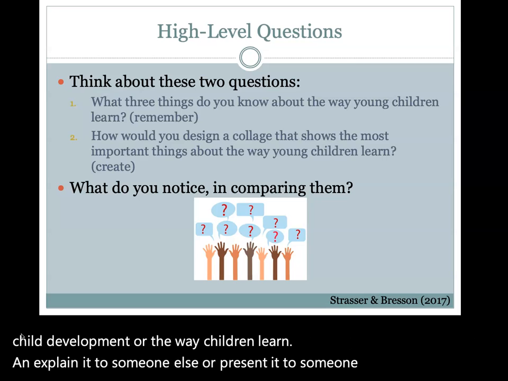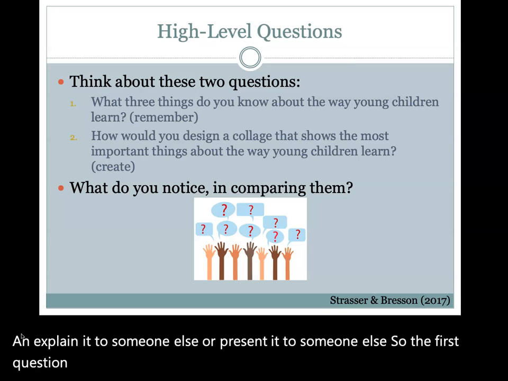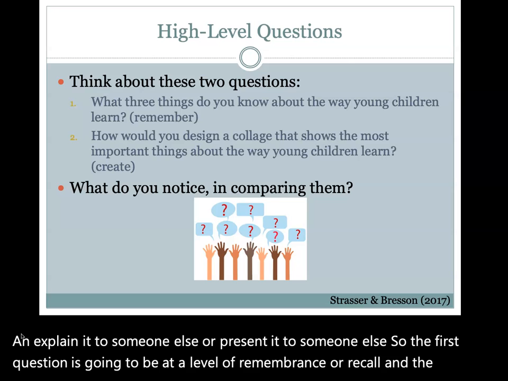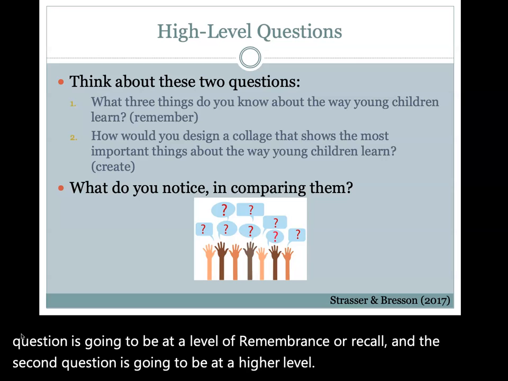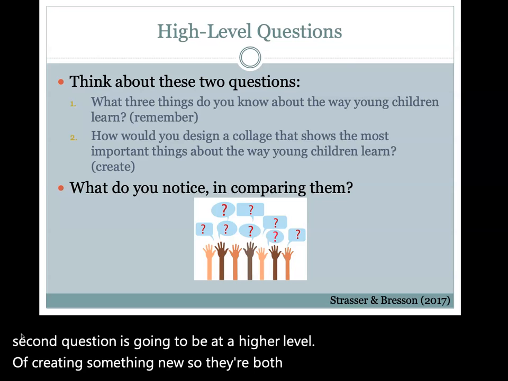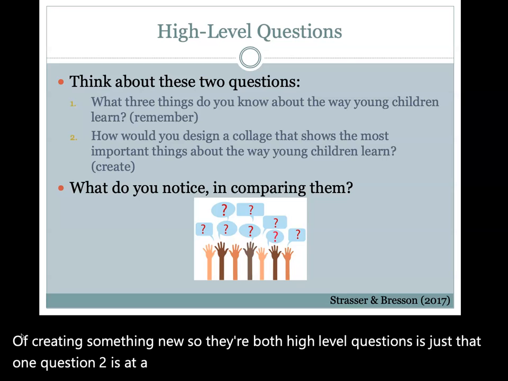So the first question is going to be at a level of remembrance or recall, and the second question is going to be at a higher level of creating something new. So they're both high-level questions. It's just that question number 2 is at a higher level than question number 1.